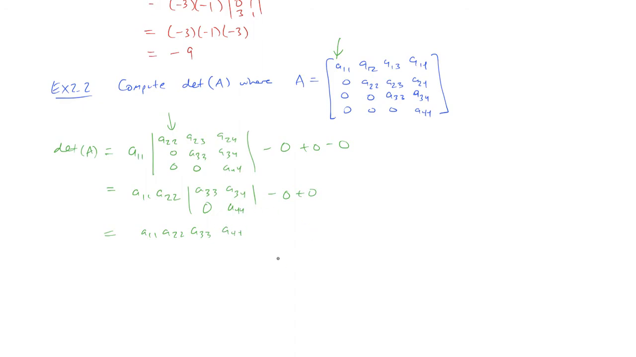So this turns out to be a theorem. This is, in general, theorem 2 from chapter 3. It says the determinant of a triangular matrix is the product of the main diagonal. So just the product of these elements right here.